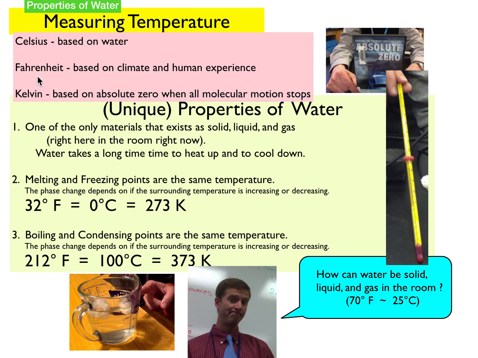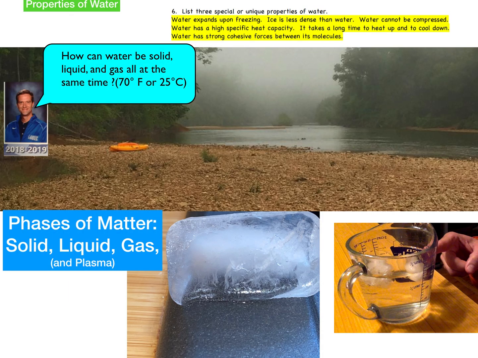But Fahrenheit is really just based on human experience. 0 was about as cold as they thought it was possible at the time Fahrenheit invented his thermometer, and 100 is what they thought was pretty hot outside. And then Kelvin, as we've discussed, is based on that absolute 0 scale, where at 0 Kelvin, all molecules stop moving. Okay. All right, now what makes water so special?